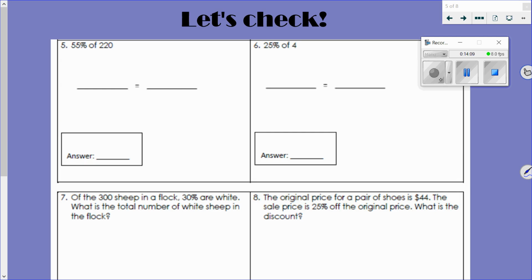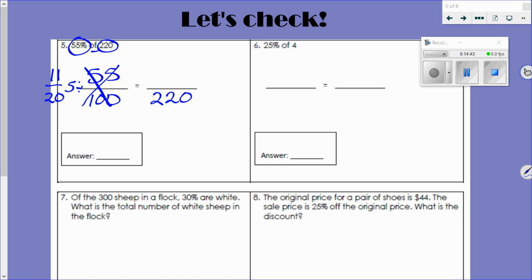All right, guys, so it says 55% of 220, so you know 100 goes here. What goes over my 100? Always my percent. Then it says of 220. Is 220 going to be my numerator or my denominator? Denominator. Can I do something to 100 to get to 220 evenly? No, so I need to simplify. What can I simplify 55 and 100 by? 5. I get 11 out of 20.